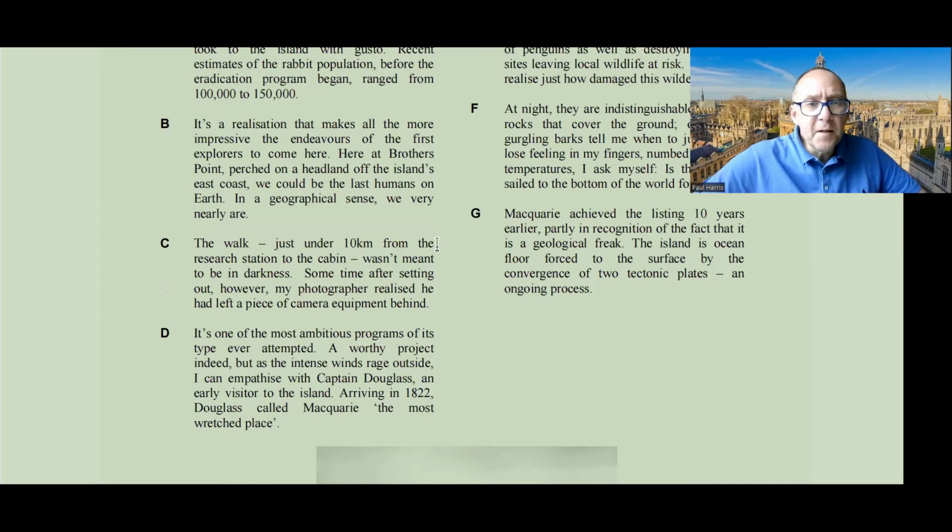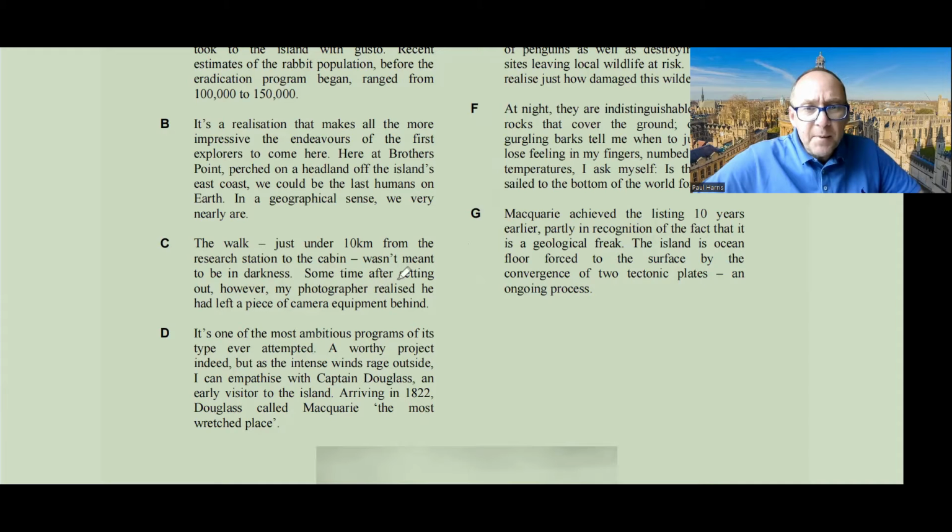The walk just under 10 kilometers from the research station to the cabin wasn't meant to be in darkness. Sometime after setting out, however, my photographer realized he had left a piece of camera equipment behind. Okay, so there are some things here that might be important. We've got this question about darkness, which we had mentioned before with the torchlight. Okay, so that may well be something to consider. We've got a walk, which looks like it's 10 kilometers from the research station where perhaps they do the work to the cabin. Cabin could be another word for hut. Okay, this could be another connection that we might think about.